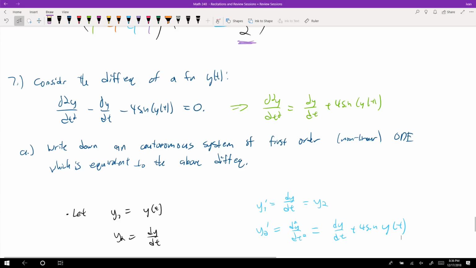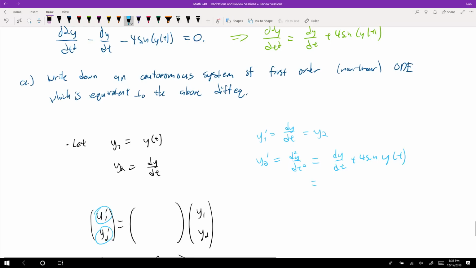Yeah, it's y2. Hold on, this is getting a little wonky. No, I think it's right. So this is y2 plus 4 sine y of t. Yeah, there's no y term, so that's why there's no just y1. Oh, actually there is a y term. This y of t is y1. Right? Y of t is y1, so we can make that change right there. There you go. That makes sense.